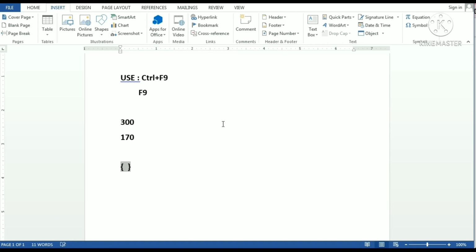Let us try one multiplication also. Give the Control F9. Now I have written equal to 200 into 10. Press F9 to see the result. That is 2000. We will try one division also.